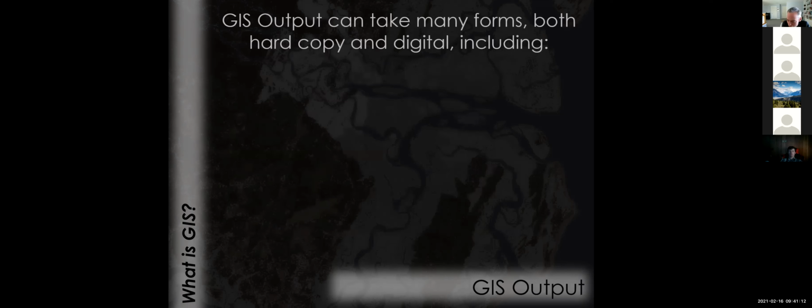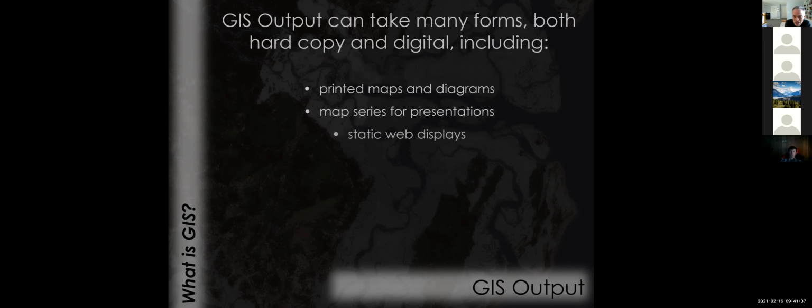And then the output of a GIS system can take many forms, and those can be both as hard copy or digital. That includes printed maps and diagrams, map series, so you can actually automate the creation of a series of maps based on showing either different types of data or over various geographic expanses. They can be used as static web displays or more often as interactive maps.